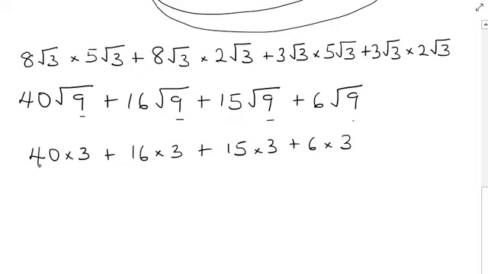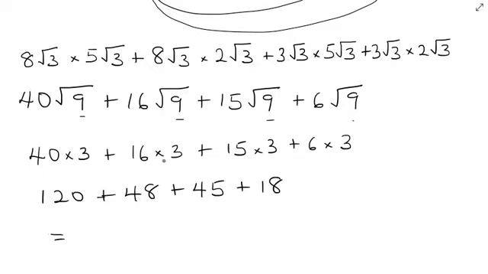So that would be 40 times 3 is 120, plus 16 times 3 is 48, plus 15 times 3 is 45, plus 6 times 3 is 18. So by the time we add this together, our answer is 231. So that's our final answer here. So that's the way to solve multiplying radicals. That's the way we multiply radicals.